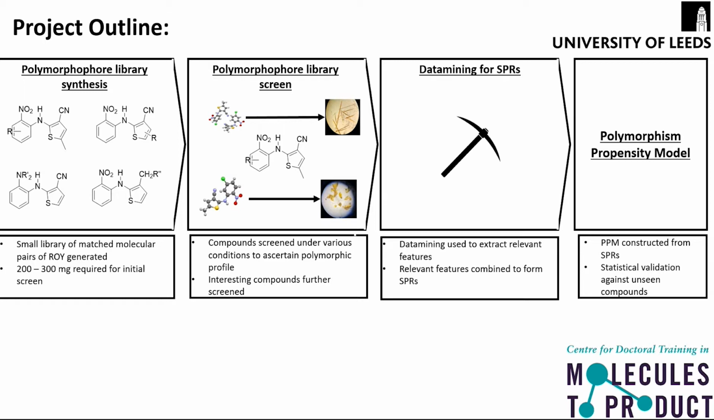And finally, if all goes well and we generate some very predictive SPRs, the most predictive of these SPRs will be combined into a machine learning model for polymorphic propensity. And ultimately, the gold standard of validation of these models would be testing against some unknown compounds.